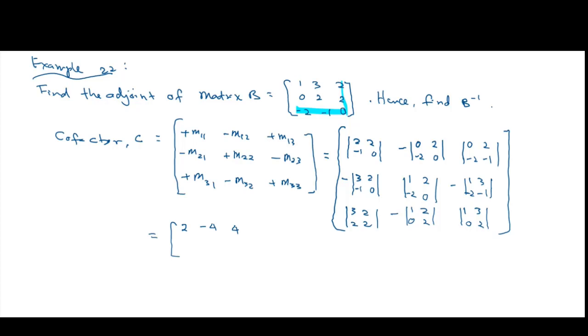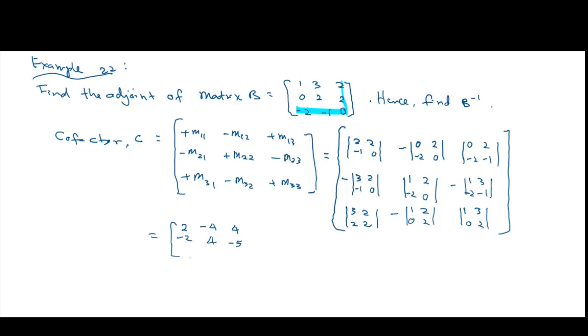Okay, the next, in the second row, we have 0 minus negative 2, which is equal to 2. Here we have negative outside, so this is negative 2. The next element is 0 minus negative 4, which is equal to 4. The last element in the second row is negative 1 minus negative 6, which is 5. We have negative outside, so we will have negative 5.